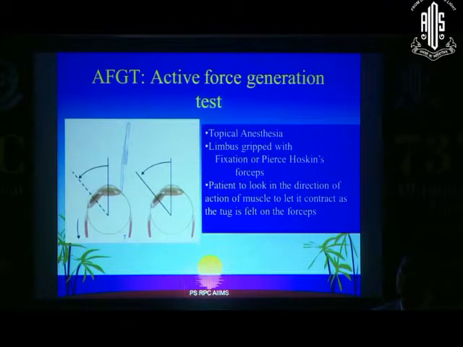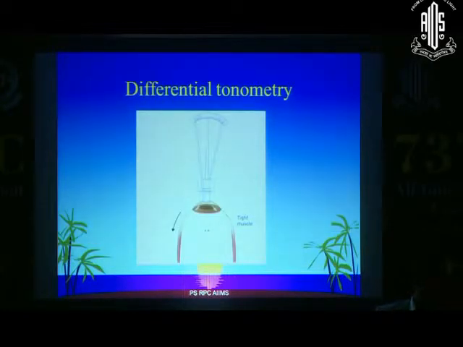Another thing which is important in paralytic strabismus is the active force generation test. That is, whether the muscle still has some tug which will be felt by the forceps when you are asking the eye to look in that direction. When the tug is felt, that tells us that partial force is still possible, and then recession and resection is still possible in these cases.